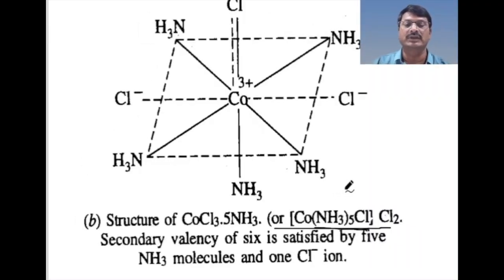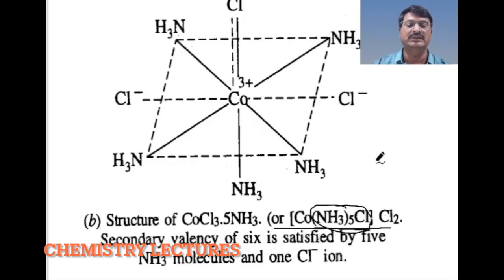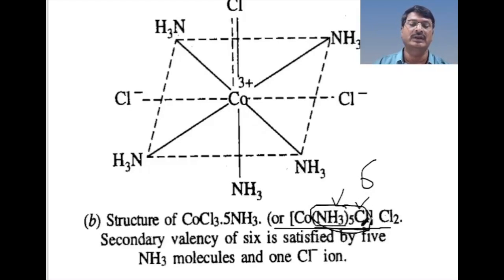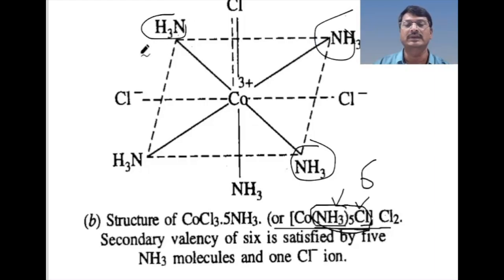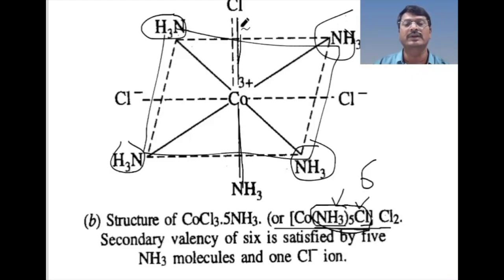Let us come to one more example. Co(NH3)5Cl Cl2. The coordination number of the compound is 6. In this molecule, 5 ammonia and 1 chlorine are attached by the secondary valency. So 1, 2, 3, 4, these 4 are present on the plane and 1 ammonia is below and 1 chlorine is above.